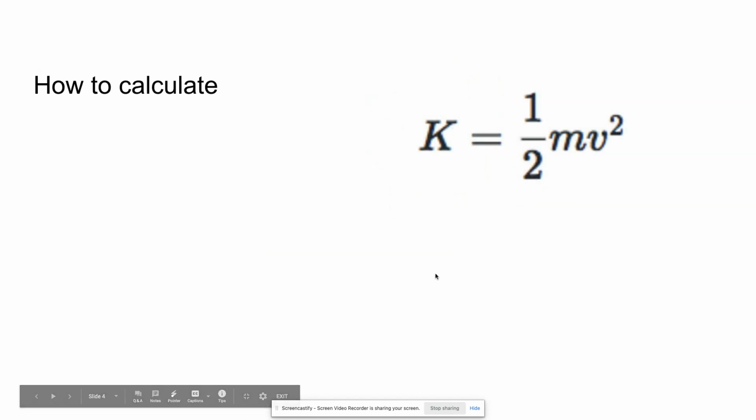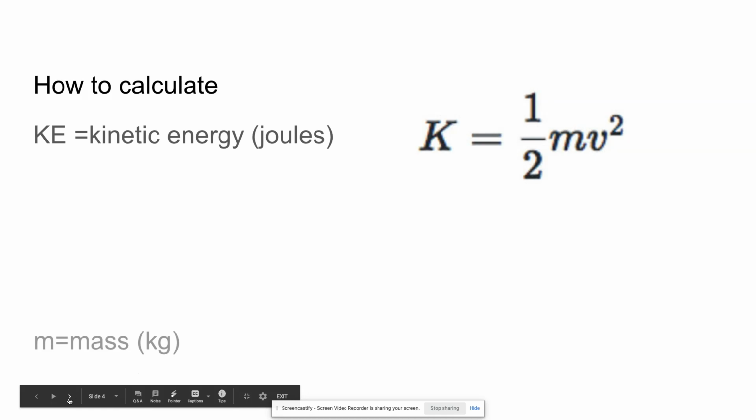So how do we calculate it? We're going to use this equation right here. Kinetic energy equals 1/2 of the mass times velocity squared. So really we're looking at two variables that affect kinetic energy, and that's going to be the mass and the velocity. So again, kinetic energy is in joules.